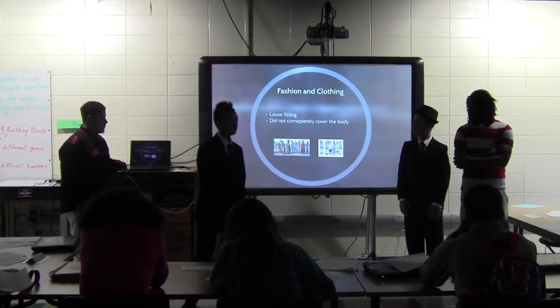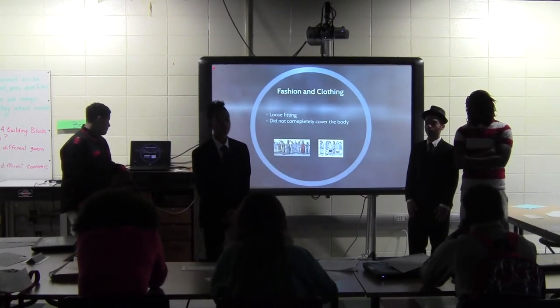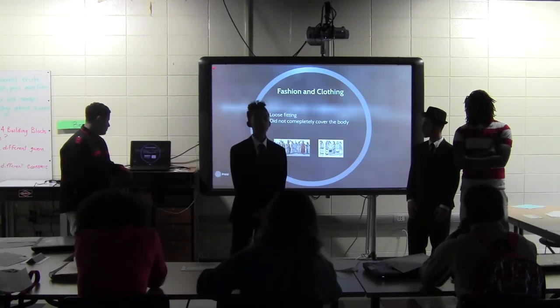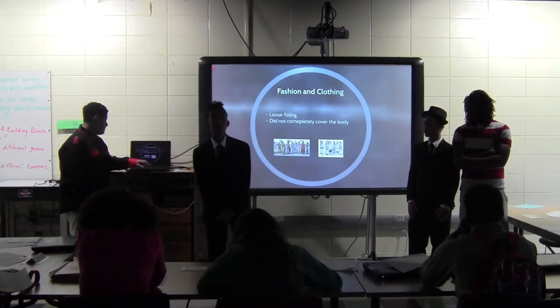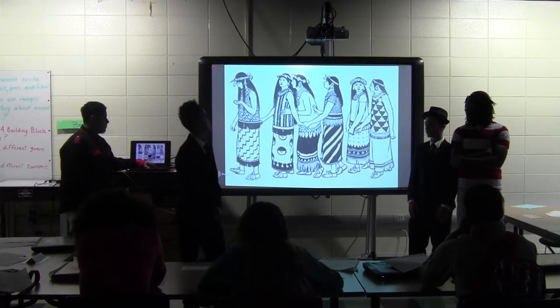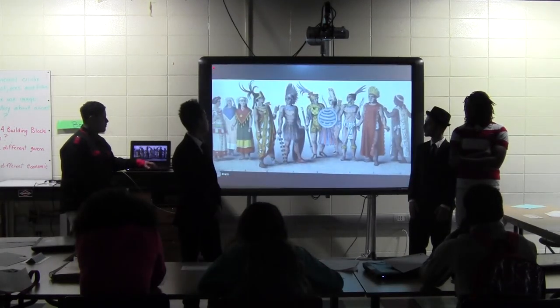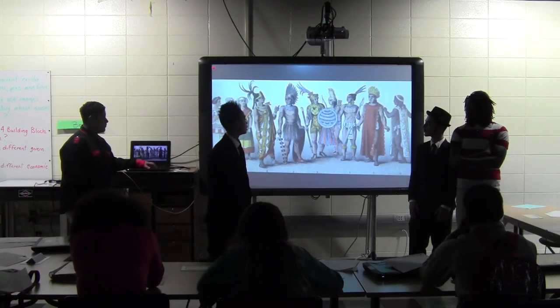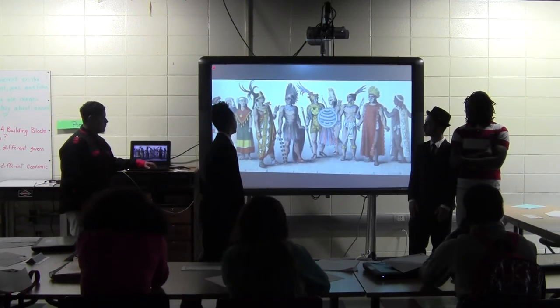Clothing. The Aztecs barely had any clothes. They were basically naked, but they had some clothes on. That's an example of girls wearing their clothes, and others wearing like no clothes.